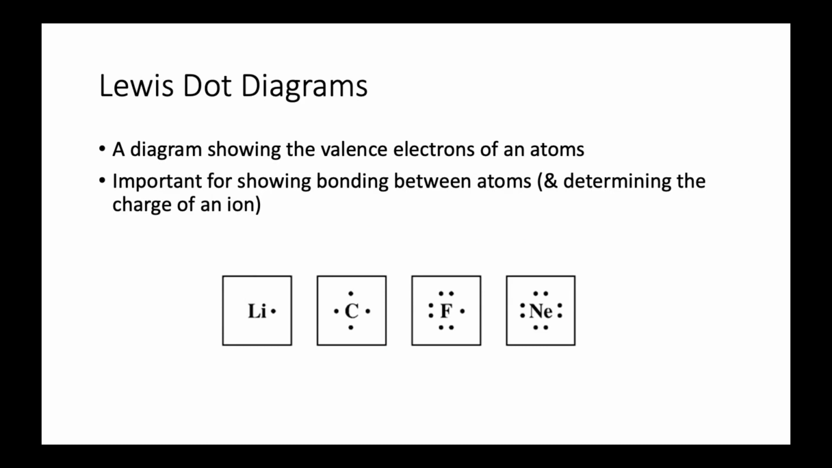Okay, so now I have Lewis dot diagrams. We're going to use our knowledge of valence electrons to construct our Lewis dot diagram. Here we have some examples of what a Lewis dot diagram is, but what is it really telling us and what is it showing us? It's a diagram of the valence electrons in an atom, and it will come in handy when we're looking at ions and at bonding in atoms in our future units.